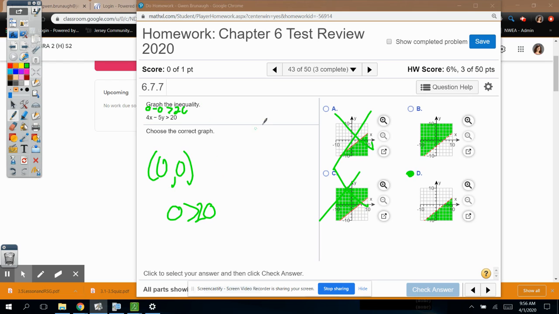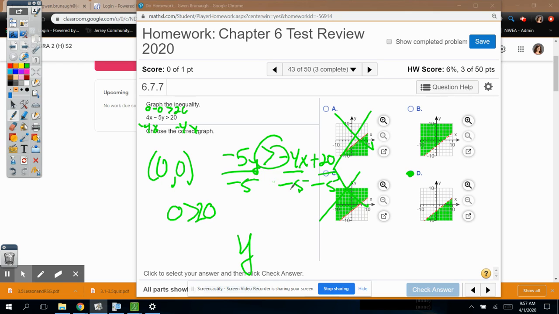I'm going to show you how to get y by itself just because you should practice. Minus 4x, negative 5y greater than negative 4x plus 20, because look what happens here. You divide everybody by negative 5, and when you divide by negative 5, you're going to have to flip that inequality. That's why it's below this line here. Y is less than 4/5 x minus 4. So it's a less than, lower, below shading because the sign had to flip when you divided by that negative.